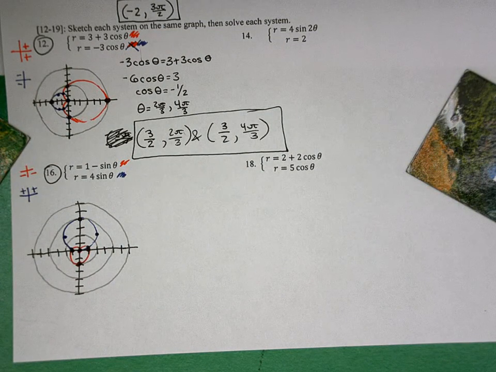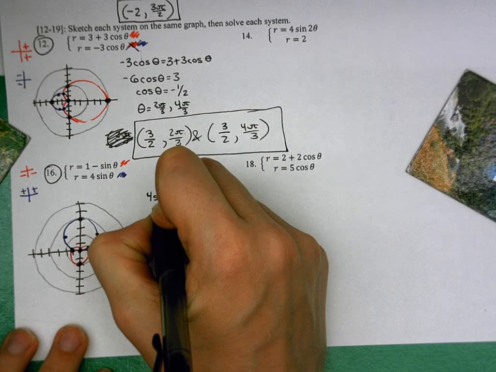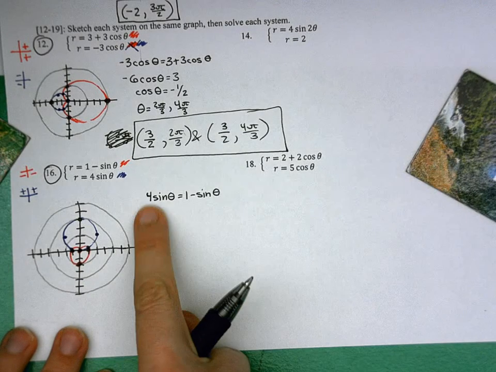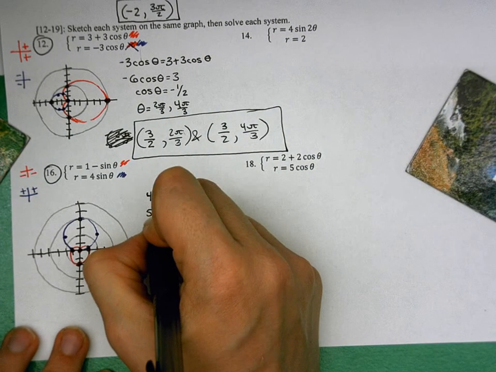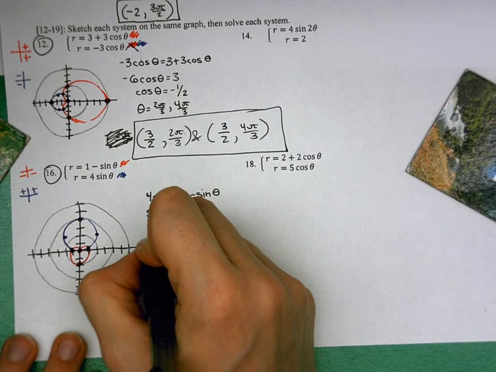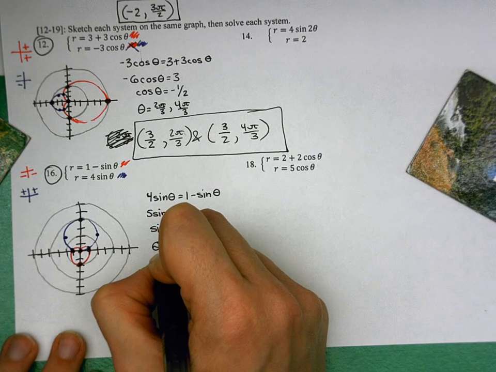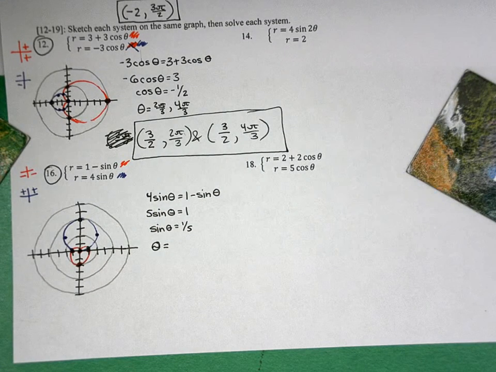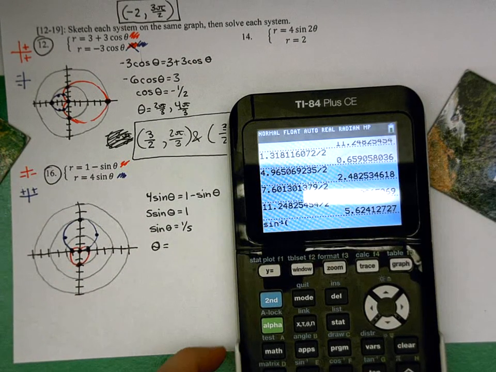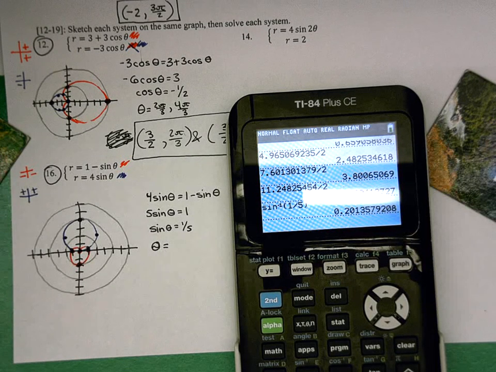Okay, and then finding those intersections, setting these equal to each other. So our 4 sine theta is going to be equal to our 1 minus sine theta. Adding this sine theta over to the other side, we get 5 sine theta equals 1. Dividing by 5 then, we get sine theta equals 1/5. This is going to be a calculator one because I don't know what angle gives me a sine of 1/5. So I'm going to take my calculator, do inverse sine of 1/5, and my calculator is going to tell me that that's about 0.201.